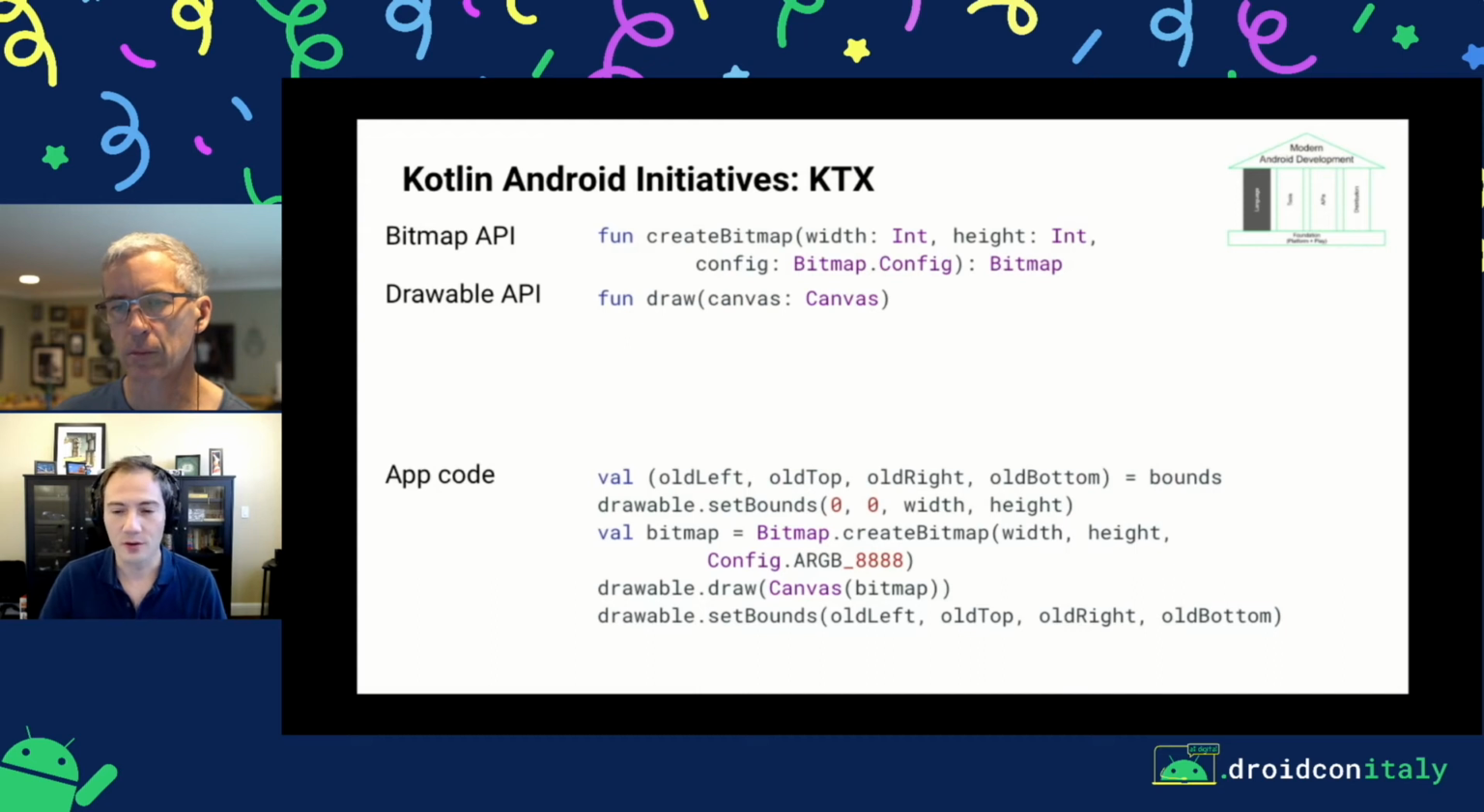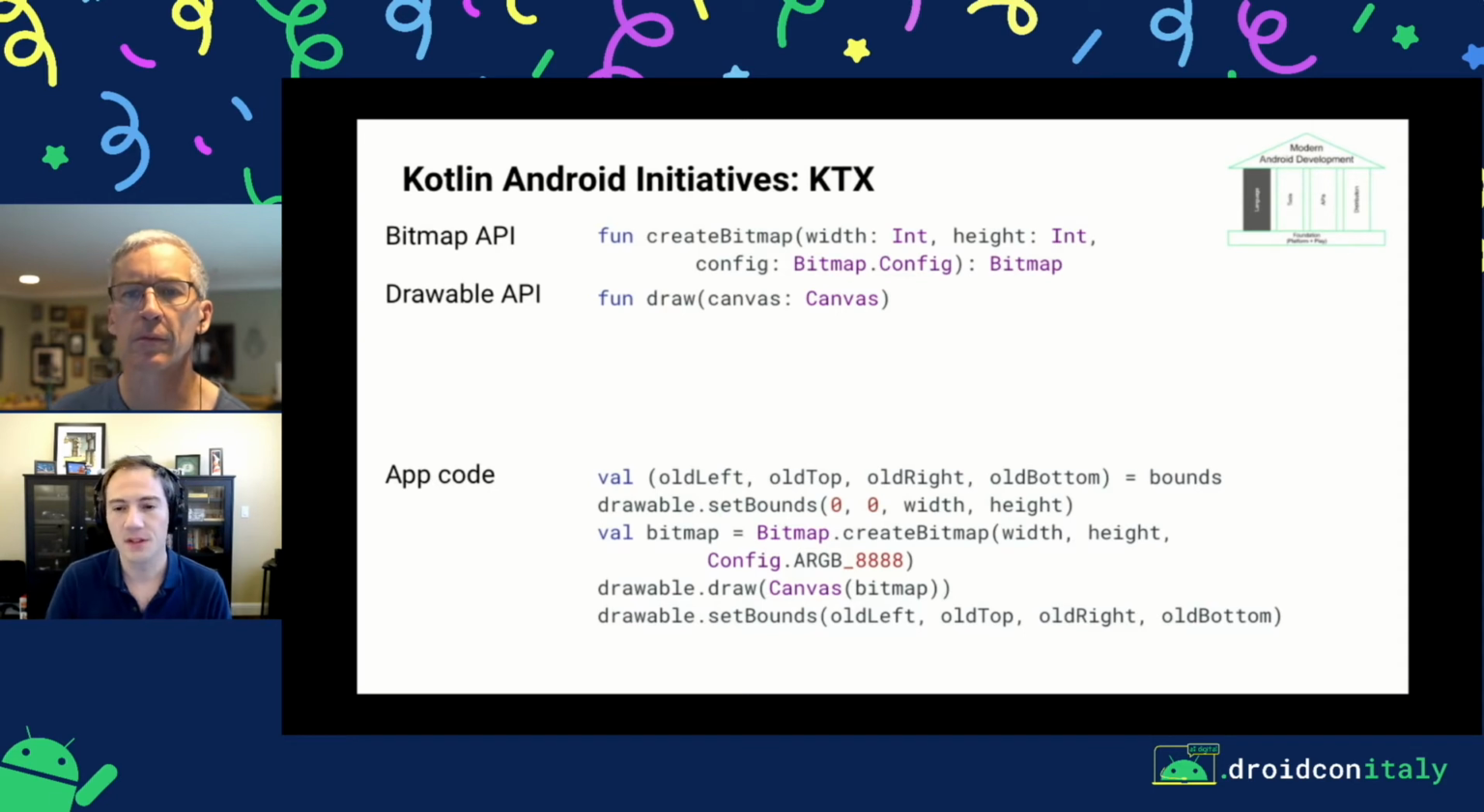Finally, we can draw the drawable on the bitmap by wrapping the bitmap into a canvas, and we restore the bounds. So it's not difficult. It's just a lot of code that you have to write that's error-prone, and that probably either you create a utility library or you rewrite that code over and over again.